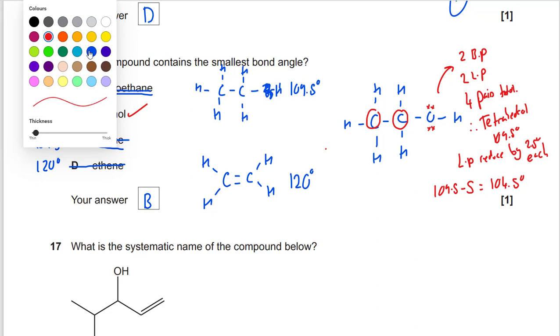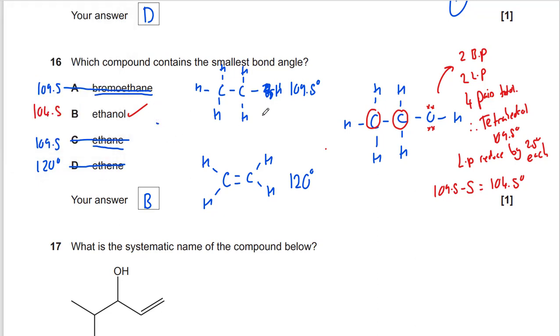So that is a very straightforward question that just asks you to consider every bond angle in a compound. In terms of A, C, and D, all of them are the same. Every bond angle is the same. Only ethanol has different bond angles, and it's realizing this OH is different. And more importantly, not just different, but isn't linear.